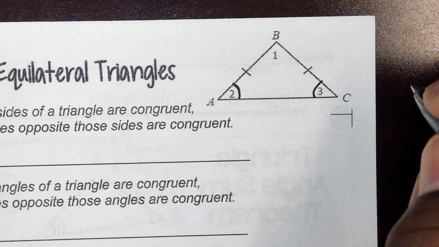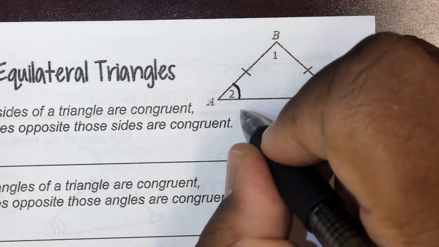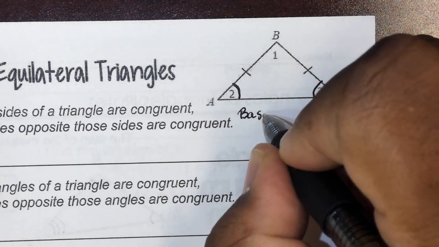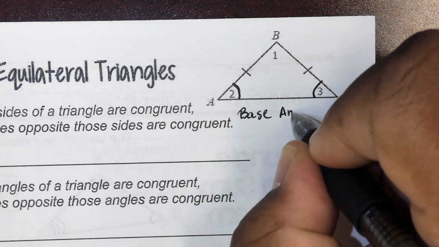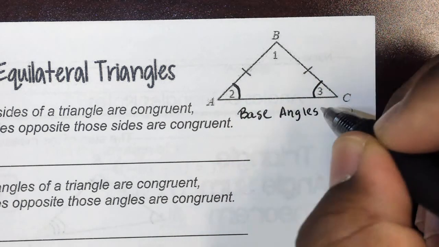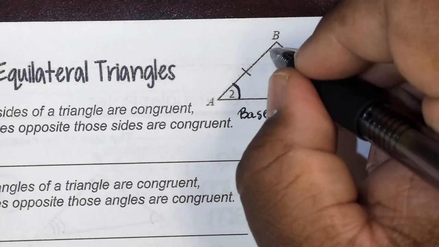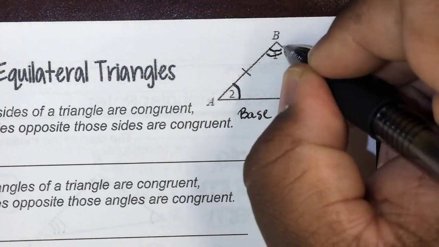This is why I was telling you too that we call these base angles. In our isosceles triangle, we call these two angles base angles. That top one, only in our isosceles triangle, we call that a vertex angle.